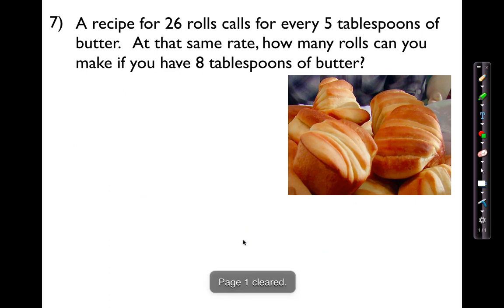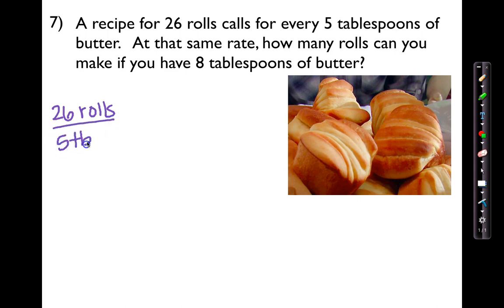Now, is there another way? Yes, you can first start with the rate that they gave you, which was 26 rolls for 5 tablespoons. Okay, they want to know how many rolls you're going to make with 8 tablespoons. So here, you do want your answer to end in rolls.